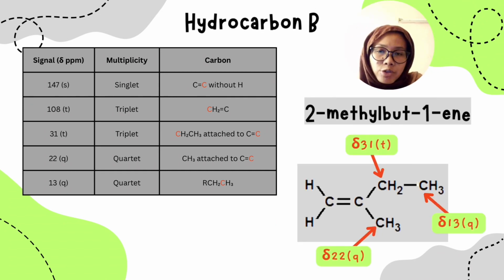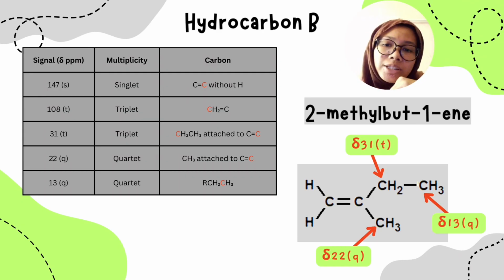Let's look at the other three signals. 31 ppm is the CH2 group that is directly connected to the double bond. It appears as a triplet because it is split by the two hydrogens on the neighboring CH3. 22 ppm is the methyl group attached to the double bond C. It is a quartet because of the three hydrogens splitting the attached carbon. Lastly, 13 ppm is the other methyl group on the branch further from the double bond, so it is more shielded and shows up further upfield.